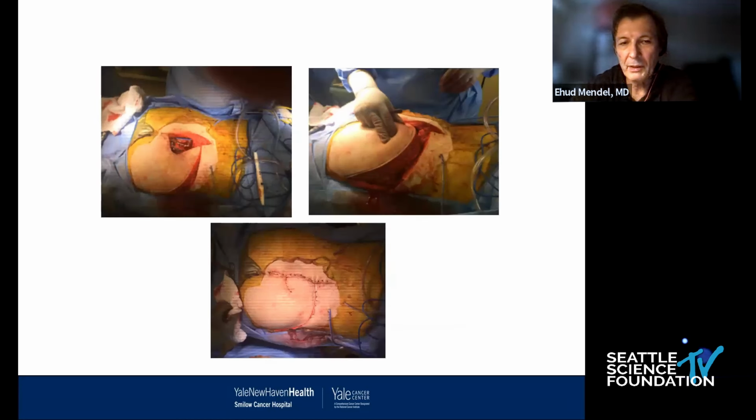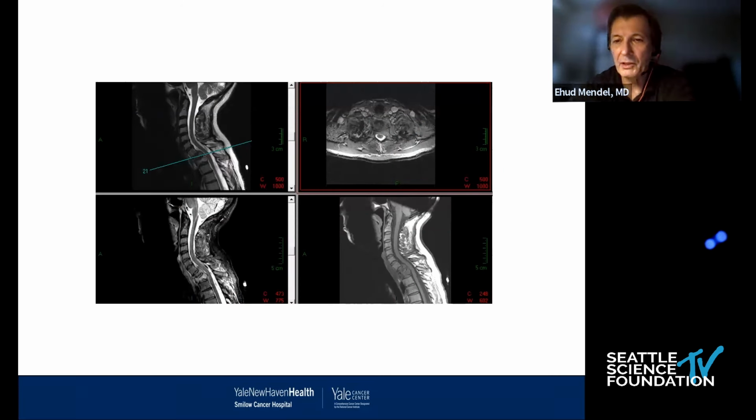The rod is broken. We ended up removing that bump and revising his construct. I did an en bloc resection for the tumor that was coming up into the soft tissues. There's nothing more you can do. It was really a surgery that helped initially, but the long-term effect is that this is an incurable disease.